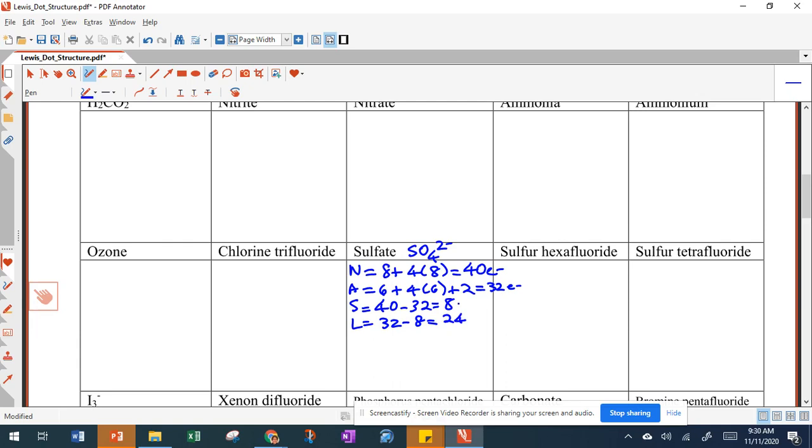If we look at the shared, and divide that 8 by 2, that tells us we have 4 bonds in our structure. Since sulfur is first, we're going to put sulfur in the middle, and put 1 oxygen off of each bond. I know that sulfur usually has only 2 bonds, but in this case, since we have these extra electrons, we can have more than 2 bonds. We're going to add 6 more electrons to each oxygen, because right now they only have 2 electrons.